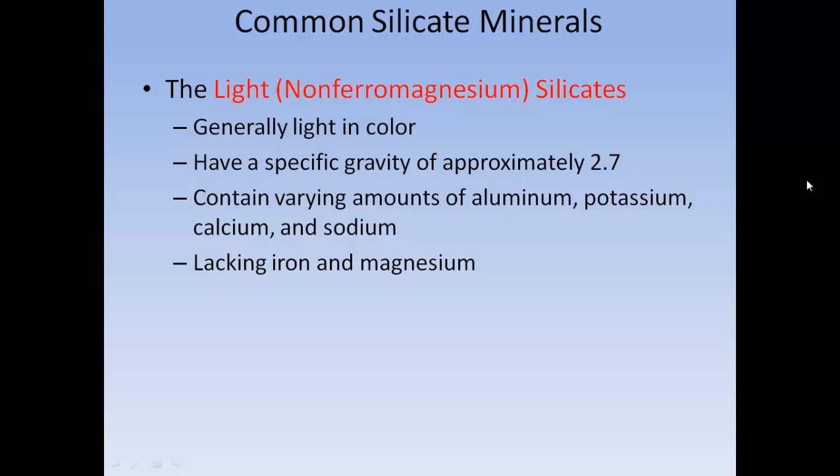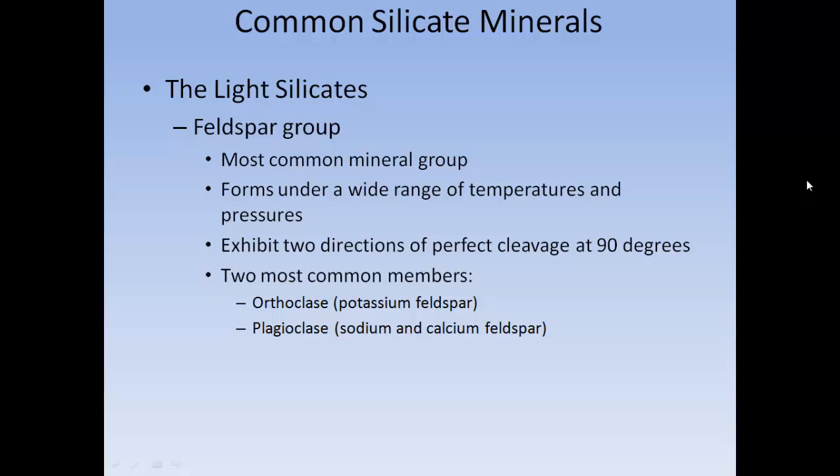So now we can divide our silicates into two groups based on density: our light silicates and our dark silicates. Our light, or non-ferromagnesium, silicates are generally light in color, have a specific gravity of approximately 2.7, and contain varying amounts of aluminum, potassium, calcium, and sodium. Not very much iron or magnesium, if any. The feldspar group is the most common mineral group in this grouping, forms under a wide range of temperatures and pressures, and exhibits two directions of perfect cleavage at 90 degrees. Most common members are orthoclase, or potassium feldspar, and plagioclase, or sodium and calcium feldspar.